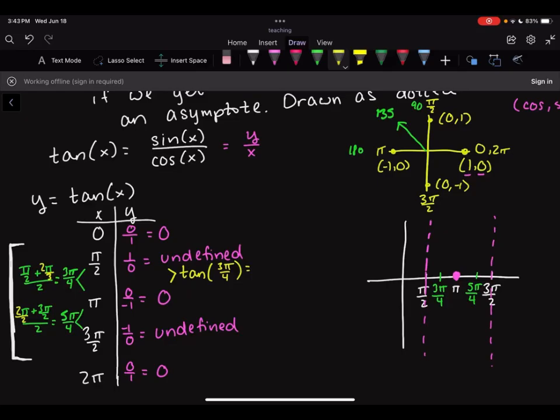Now tangent of 3 pi over 4 is going to be a reference of 45 degrees. So the answer is going to be 1, but I'm in quadrant 2, so it'll have to be negative. So that tells me that for this point, I actually come down to negative 1. Now between here, if I plug in tangent of 5 pi over 4, that's in quadrant 3, reference of 45, so it's actually going to be a positive 1.